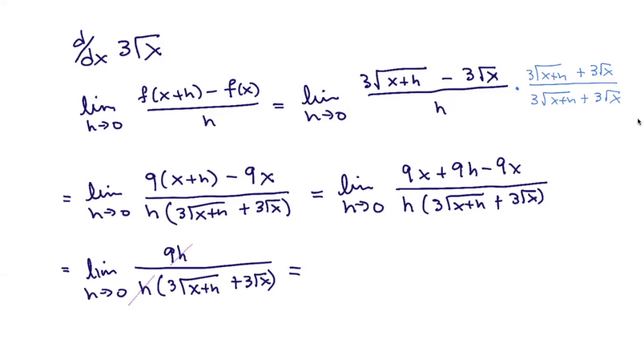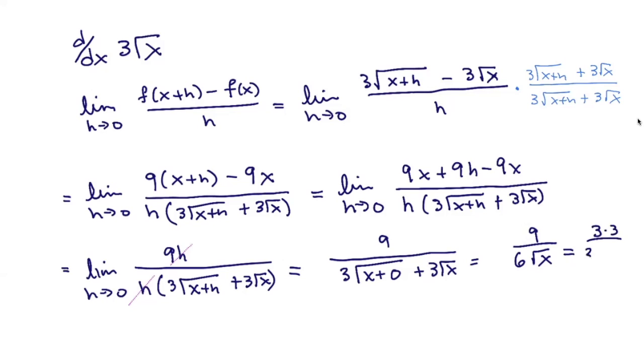So now division by 0 is not a problem when h is tending to 0, and we can evaluate this limit using substitution. Our numerator is 9, and our denominator is 3 times the square root of x plus 0, plus 3 times the square root of x, or 9 over 6 square root of x, which simplifies to 3 over 2 square root of x. So what we are saying is that the derivative of 3 root x is 3 over 2 square root x.